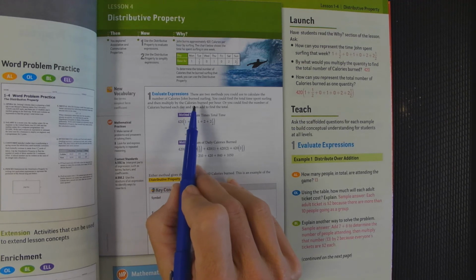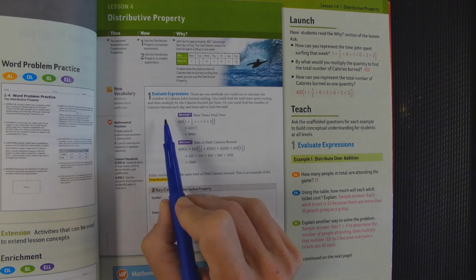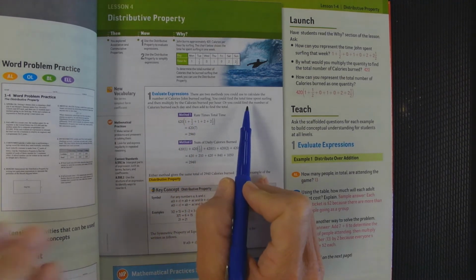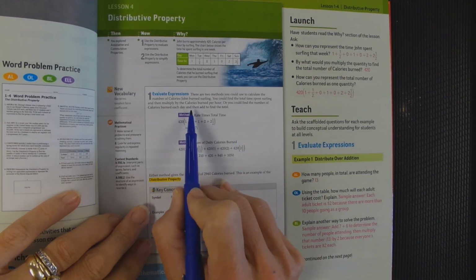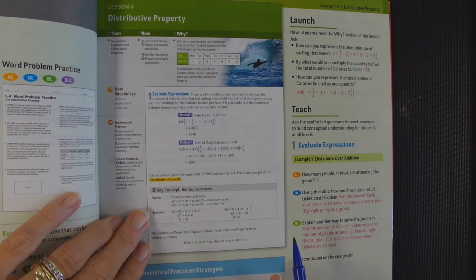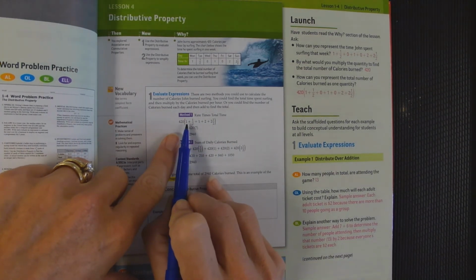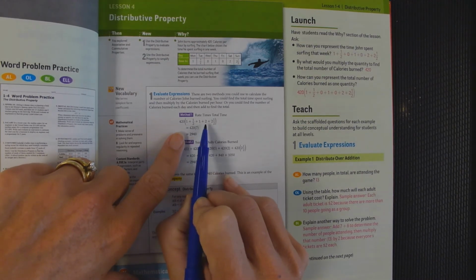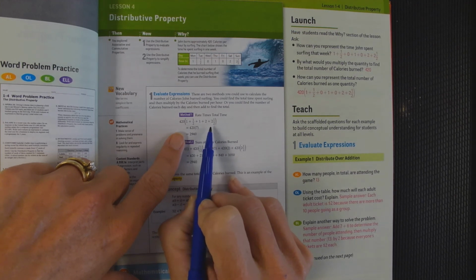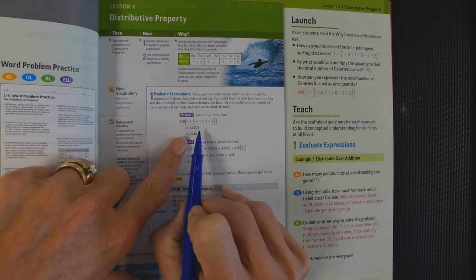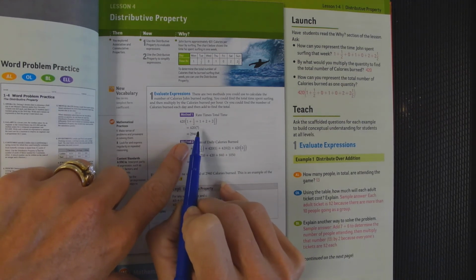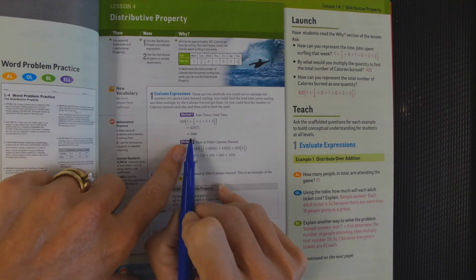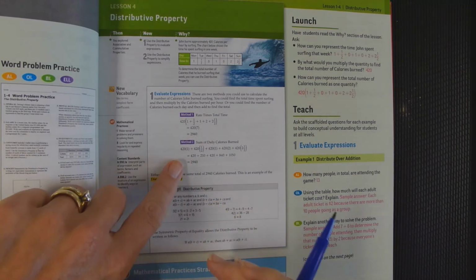Going to example 1. There are 2 methods you could use to calculate the number of calories he burned in a week. You could find the total time spent surfing and then multiply it by the calories burned per hour, which is right here in method 1. In the parentheses, you have 1, a half, 1, 2, and 2 1/2. And if you add all that together, you actually get 7. Multiply that by 420, and you get 2,940 calories.